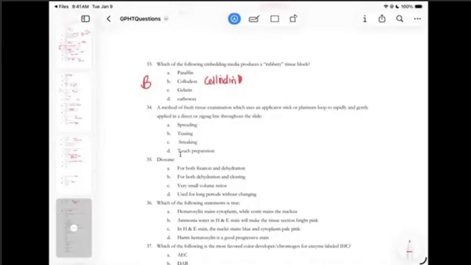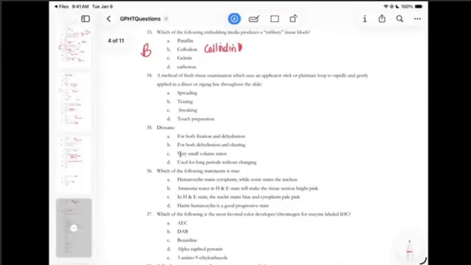So yung celloidin din, yan din yung infiltrating medium na hindi iniinit. We don't heat that, but we dissolve that. And matagal siya i-process. No? It takes more than 1 day for celloidin processing, unlike paraffin. And of course, it produces that rubbery tissue block. So number 33, that's letter B, celloidin or your collodion. So for 34, what is this method of tissue examination that uses your applicator stick and you apply the specimen in a direct or zigzag manner? So that is streaking. So 34, letter C, no, that's streaking.